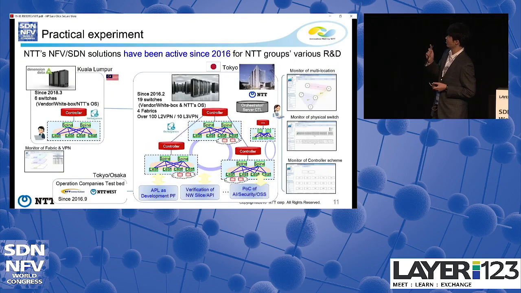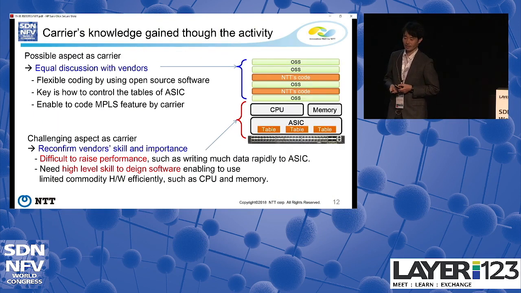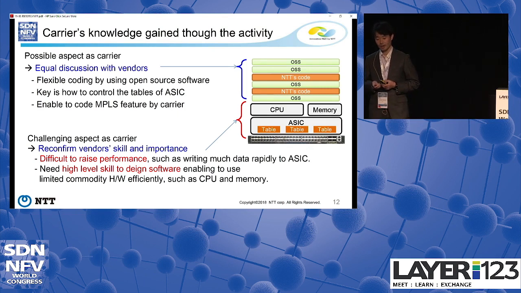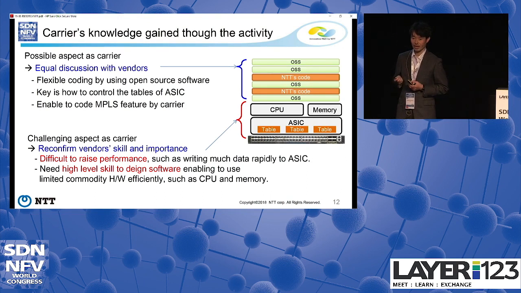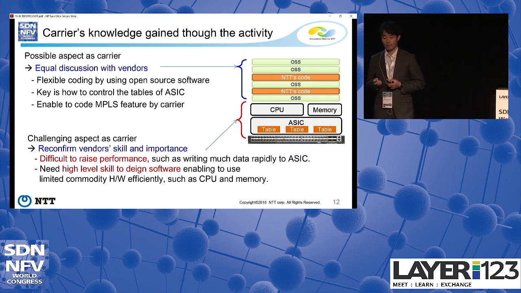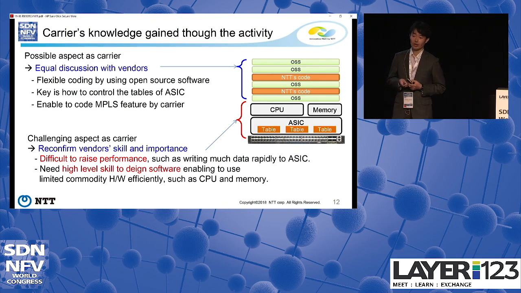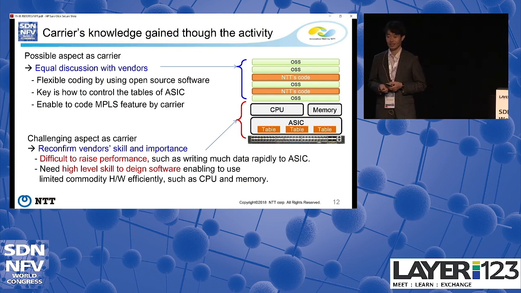Okay, I made a mistake. So this is what kind of knowledge we gained. Here are the positive and challenging aspects for carriers. The positive is the equal discussion with the vendor, I think. We realized that using open source is really flexible to deploy and develop. And this is the difficult point we realized: the key is how to control the tables of the ASIC, because the ASIC is a limited resource.